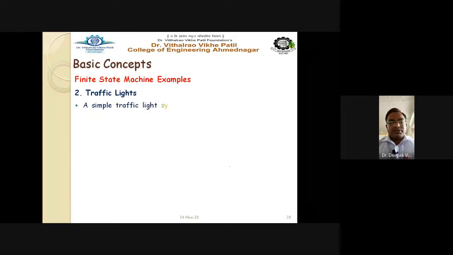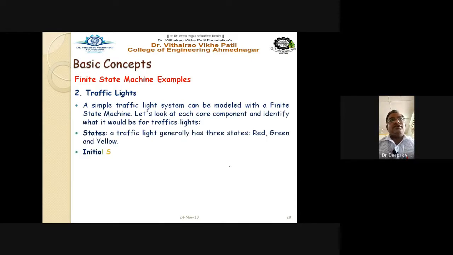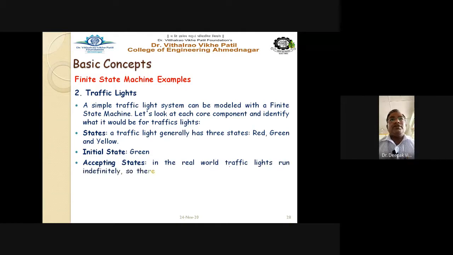The next example is nothing but the traffic lights. So if we see the example of traffic lights, a simple traffic light system can be modeled with a finite state machine. Let's look at each core component and identify what it would be for traffic lights.